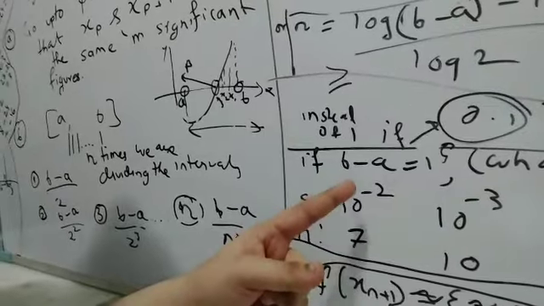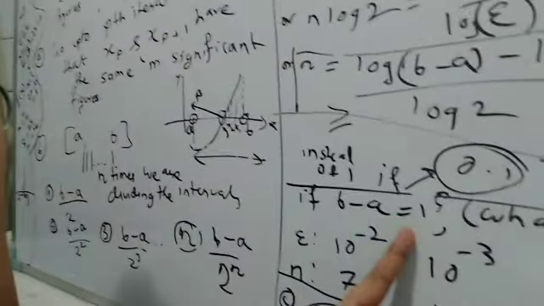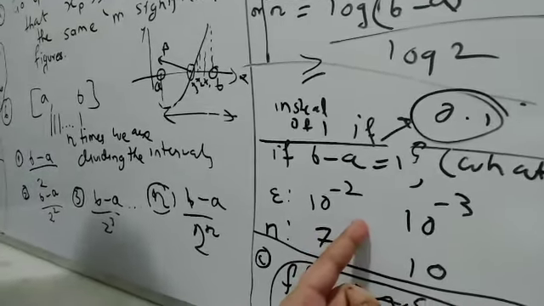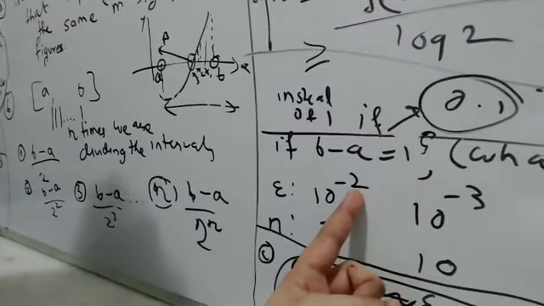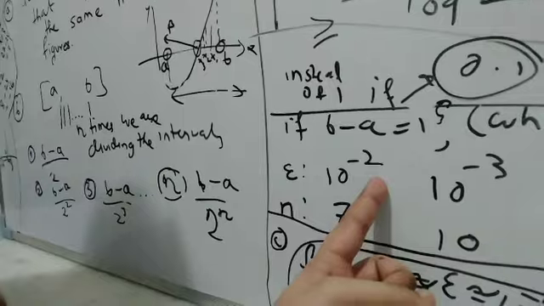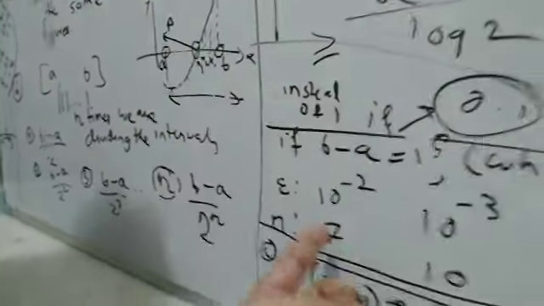Fine. So see, if you choose B and A such that the difference is 1, and my epsilon is 10 to the minus 2, that means m = 2, which will be given in the question. Okay, if not, it is in your hands. Then you will find that n is 7.